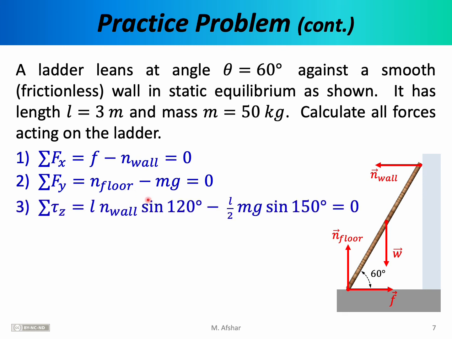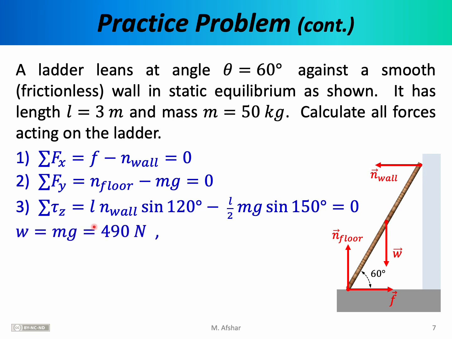To have static equilibrium, we also want the torques to add up to 0. In general, when you have 4 forces, you will have 4 torques. However, in this case, 2 of the torques ended up being 0, as we saw on the previous slide. So we really only need to worry about the torque due to weight, which is in the negative z direction, and the torque due to n wall, which is in the positive z direction. The sum of those torques must add up to 0. We now have a system of 3 equations for 3 unknowns: normal of wall, normal of floor, and the force of friction.